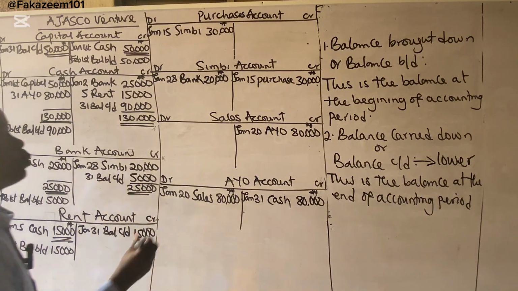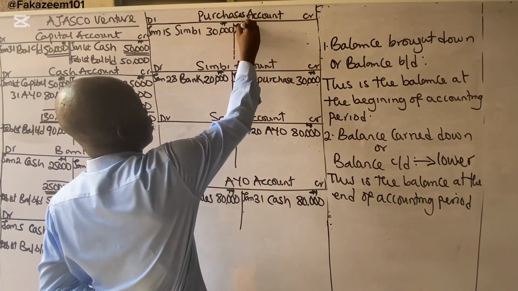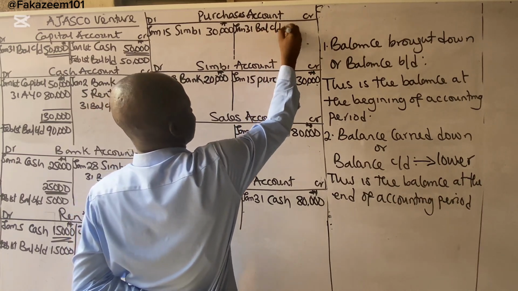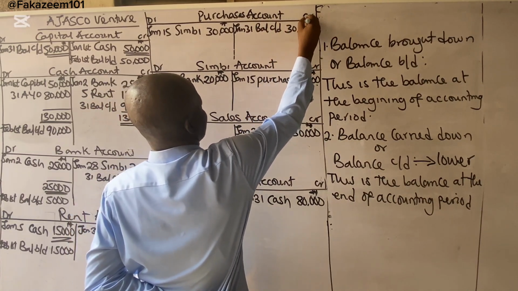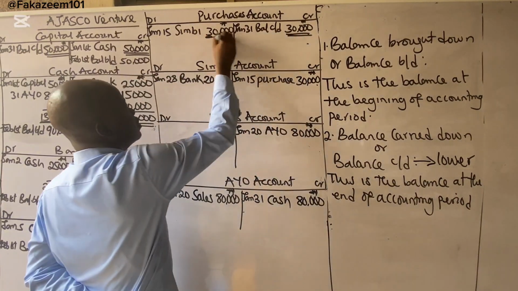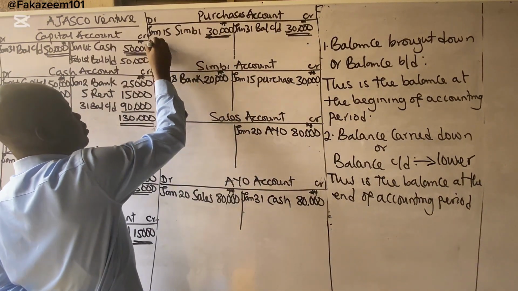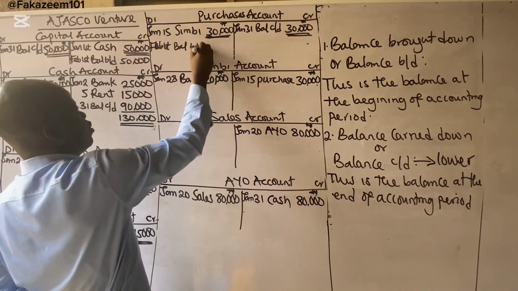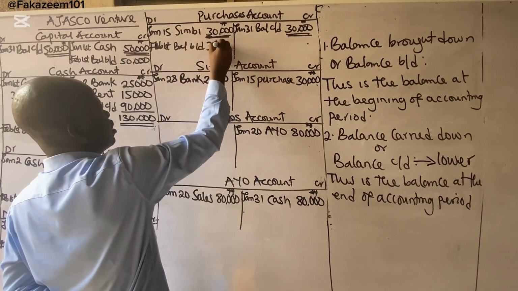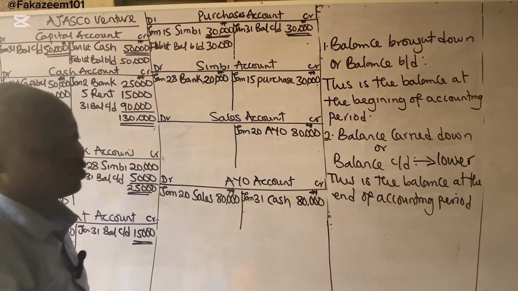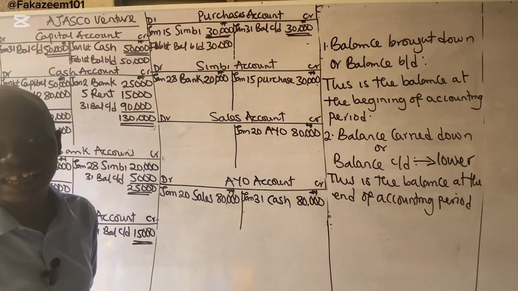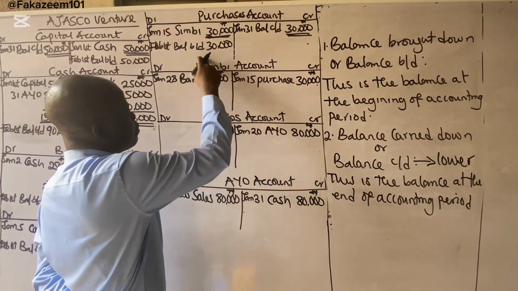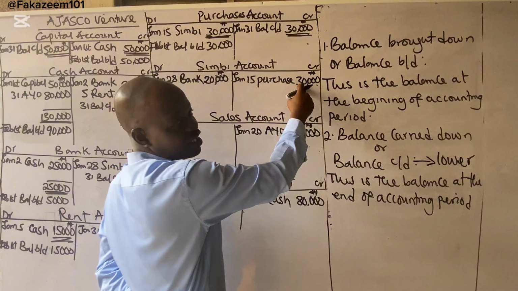Now let's go to purchases. We'll come here and say January 31st, balance carried down 30,000. That's the total goods they bought in January. And February 1st, we say balance brought down, that is 30,000. Now, why are we doing balance brought down? We are using a concept called the going concern concept. The business continues. Now, simply, the debit side is 20,000. The credit side is 30,000.